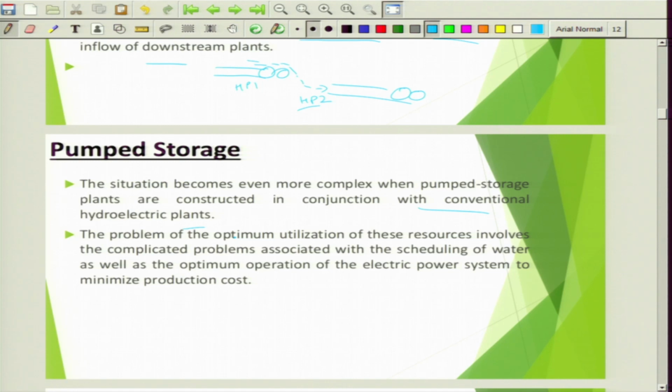So the problem of the optimum utilization of these resources involves complicated problems associated with the scheduling of water as well as the optimum operation of the electric power system to minimize production cost. So the final objective anyway is to minimize the production cost while taking into consideration all the constraints that a typical hydroelectric power plant, a thermal power plant and a pump storage plant individually may have.